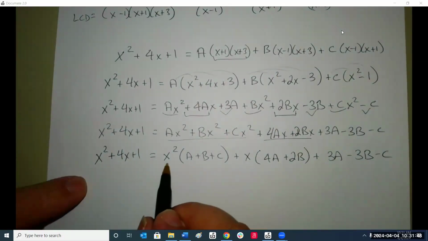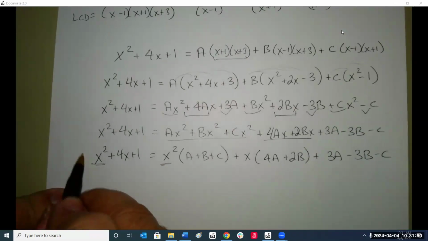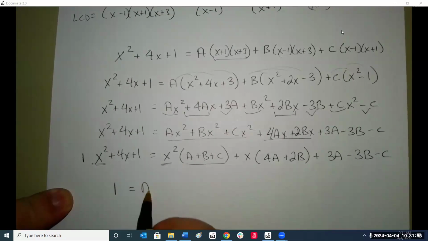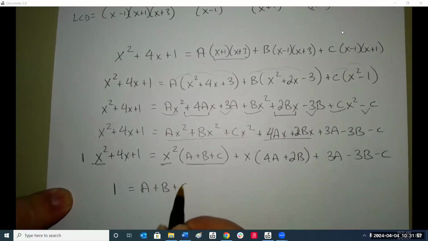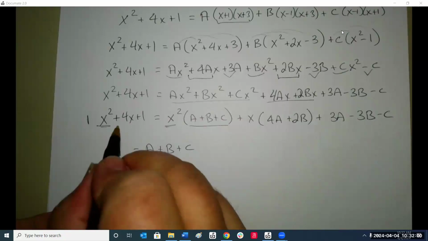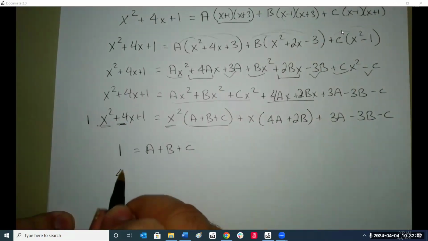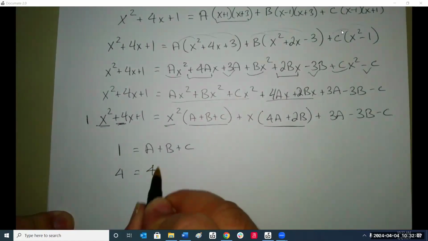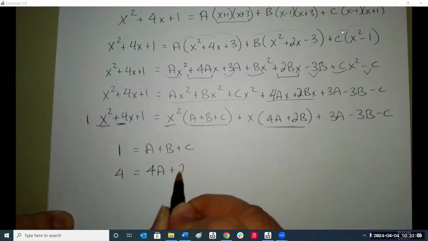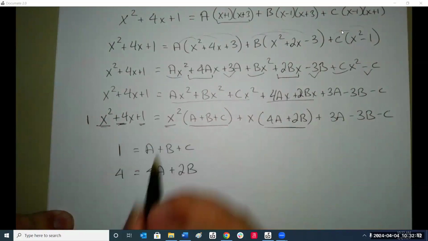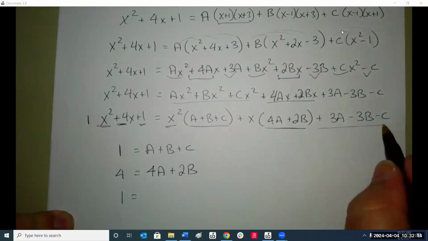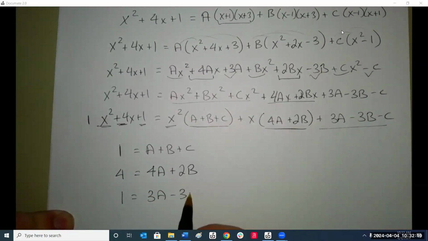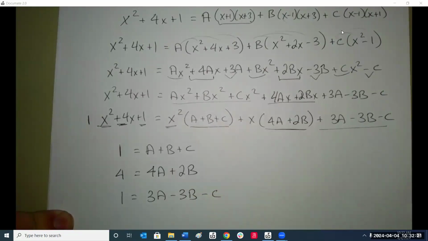So now since we have x squared, then we know that the 1 has to equal a plus b plus c. The coefficient 4 has to equal that coefficient, 4a plus 2b. And then the constant 1 equals that whole thing, 3a minus 3b minus c.